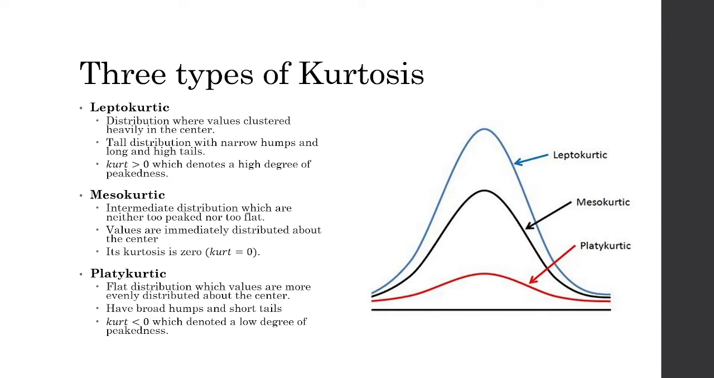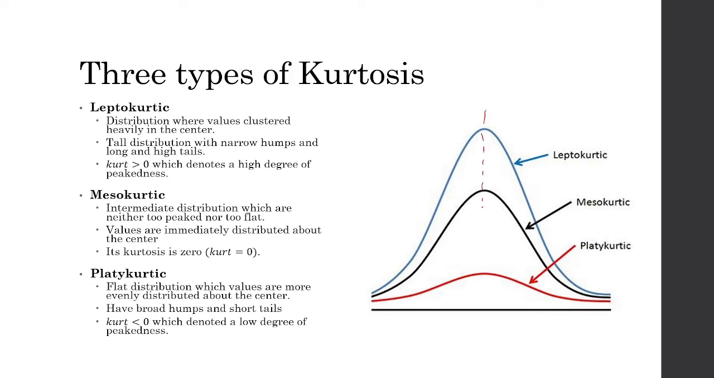And lastly, we have here the platykurtic. The platykurtic, compared to mesokurtic and leptokurtic, is a flat distribution whose values are more evenly distributed about the center. By evenly distributed, kalat or dispersed yung mga values natin. Hindi siya heavily concentrated around dun sa mean natin. So ano ba yung sinasabing heavily concentrated about the mean?